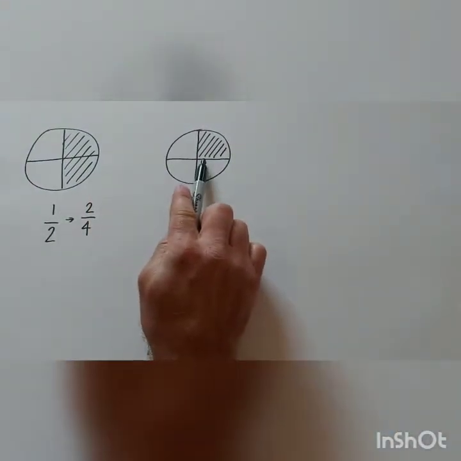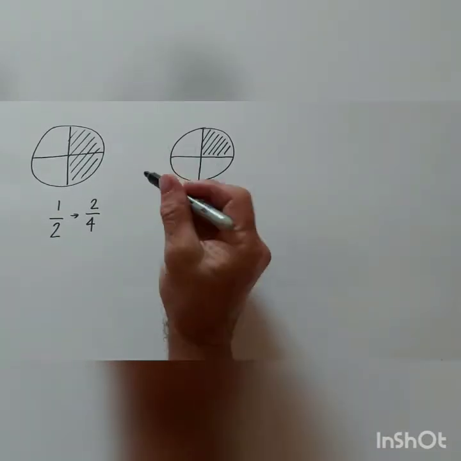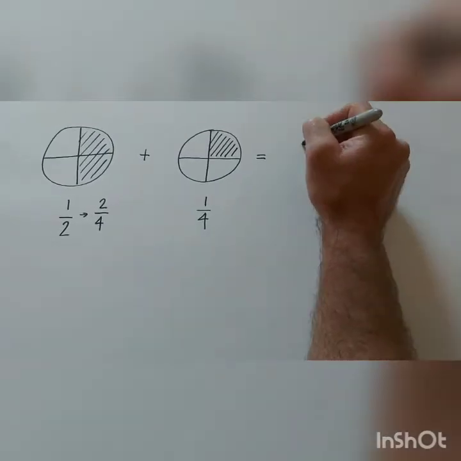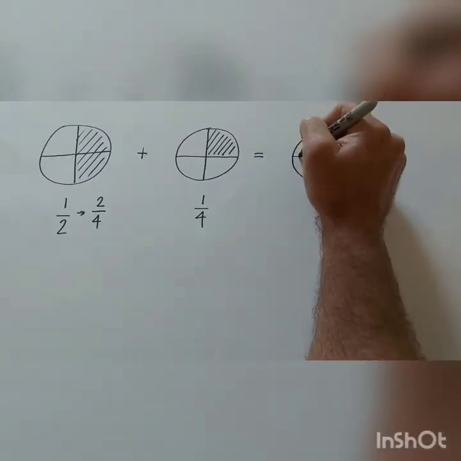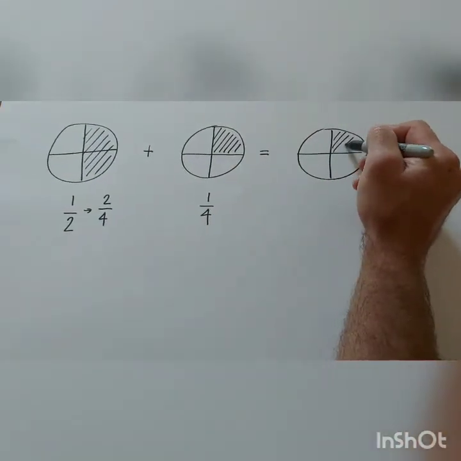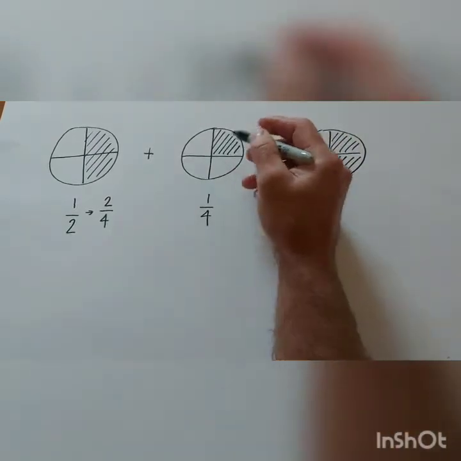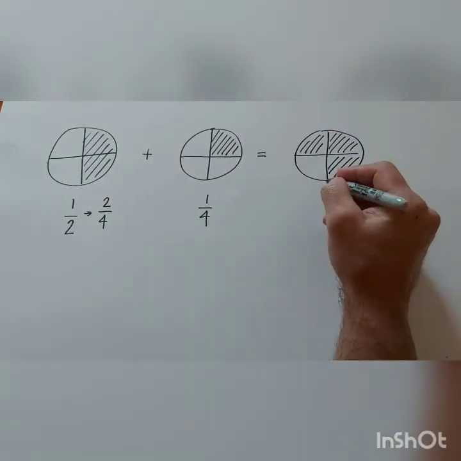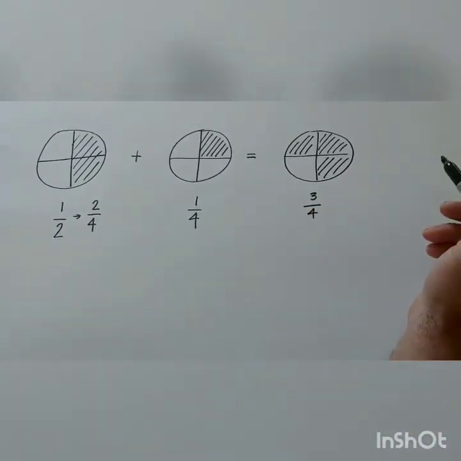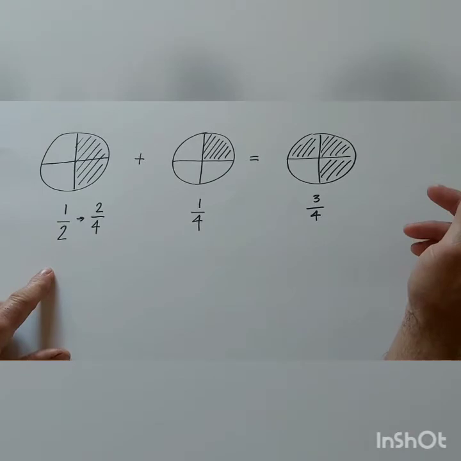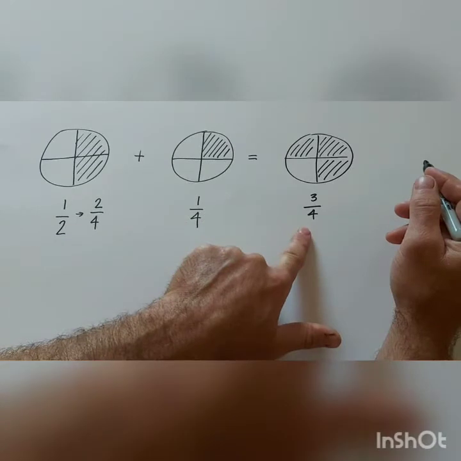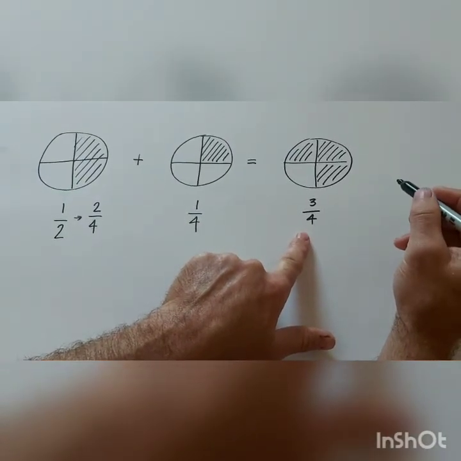Now that both circles have equal denominators, it's possible for me to add these together. And when I do that, if I put all those parts together into one circle, I would have these 2 parts plus this part. And you can see from my answer that my answer would be 3 out of 4. So going back to the original question, a half plus a quarter equals 3/4, or 3 out of 4.